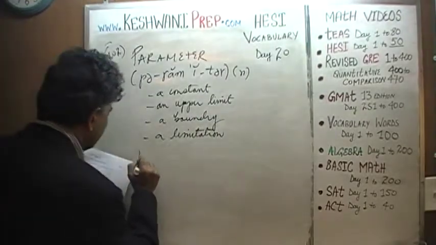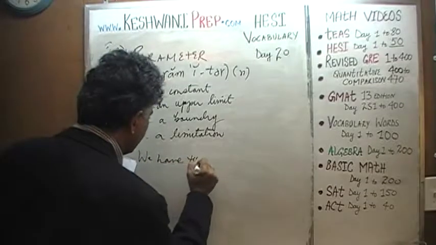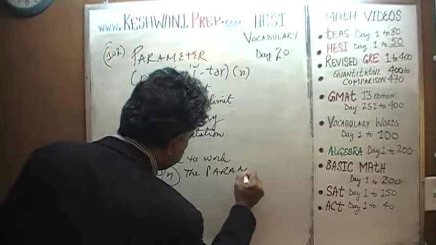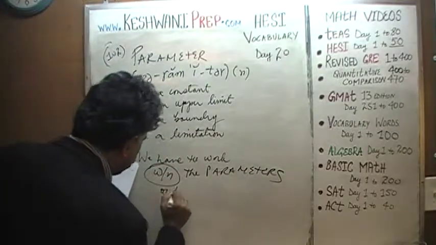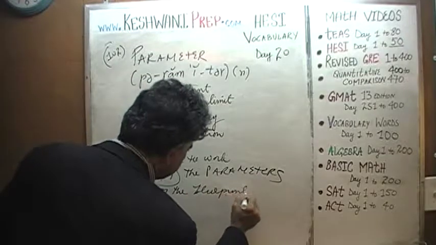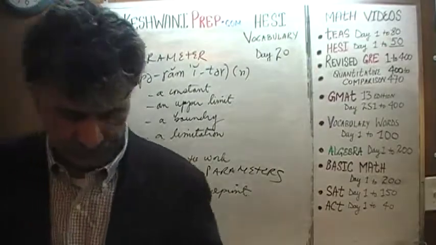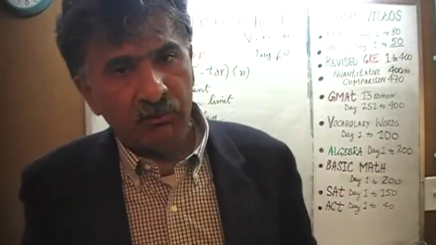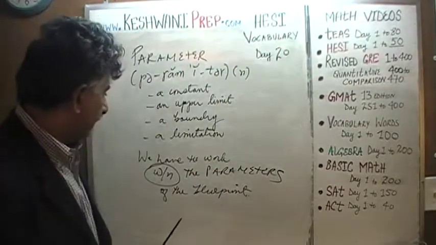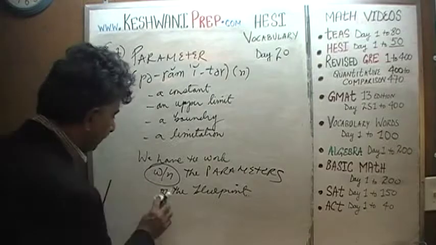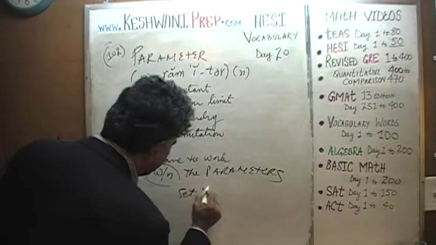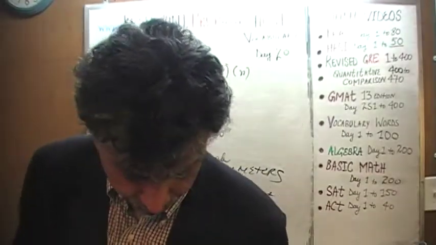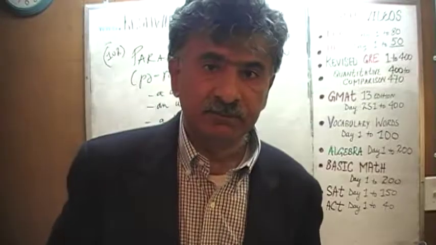We have to work within the parameters of the blueprint. Whatever the blueprint that sets the limit, we must stay within those limits. We cannot violate those limits. We cannot go outside. We have to work within the parameters of the blueprint. Or you might say, we have to work within the parameters set by the client. A client gives you a project, a client gives you a work to do something, and he sets a parameter.